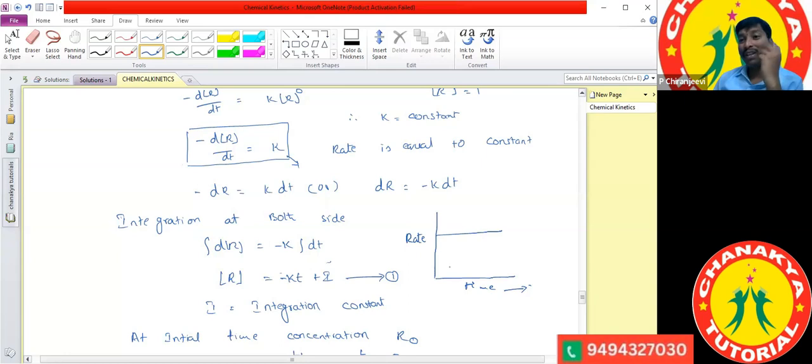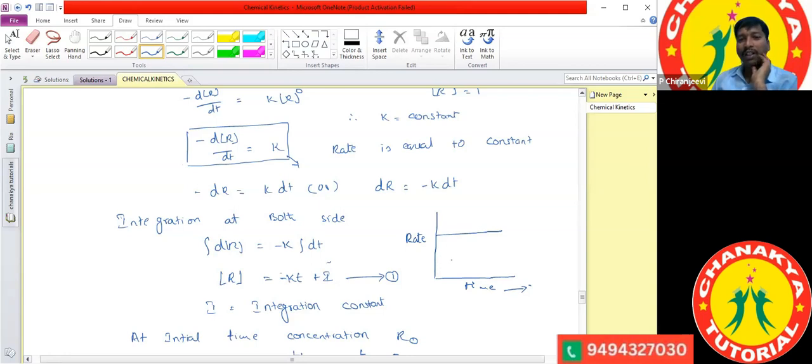So we got three graphs here. Why am I drawing all these graphs? Sometimes they ask questions based on the graphs. They'll give four graphs: which of the following graphs represents the zero order reaction? That is one type of question. Another is: which of the following graphs does not represent the zero order reaction? Two different ways are there. Or: what is the relationship between the rate of reaction and rate constant in a zero order reaction? That is one question.